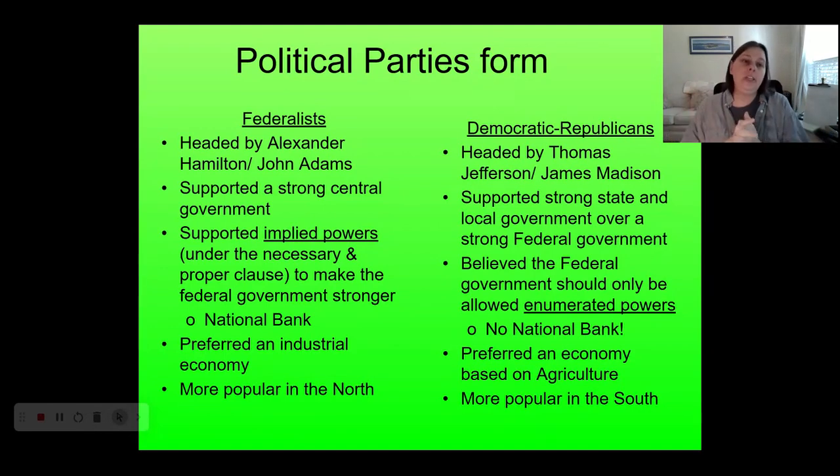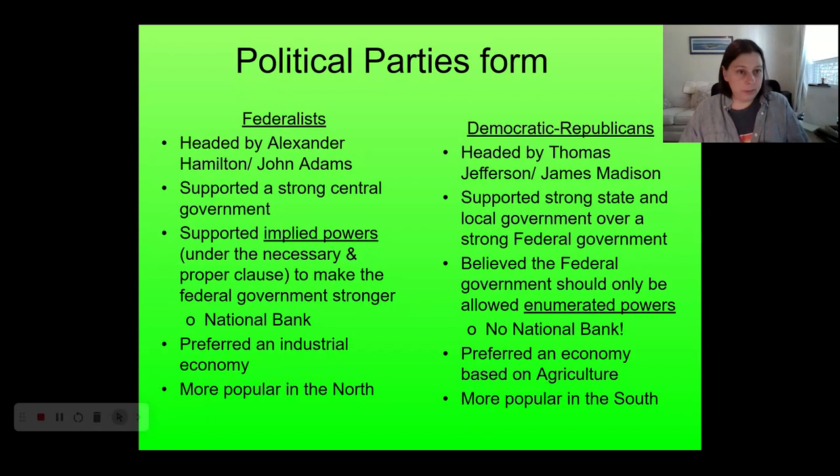So what we're going to get out of this is a debate that leads to the creation of the first two political parties, the Federalists and the Democratic Republicans, with the Federalists, headed by Hamilton and John Adams, basically arguing that a strong central government needs to be able to interpret the Constitution very broadly, and they need to be able to include implied powers, not just the specific list of things in the Constitution, but a more broad list of implied powers, the national bank sort of chief amongst them.